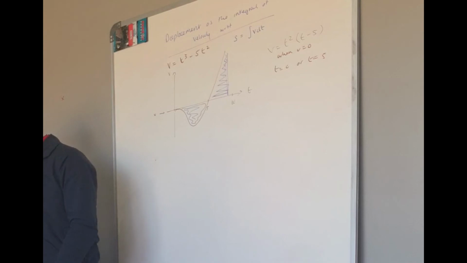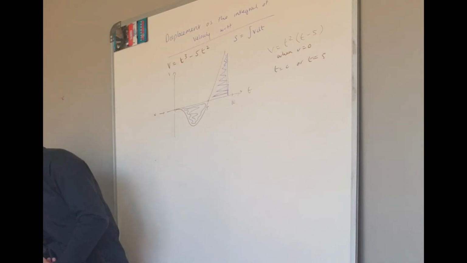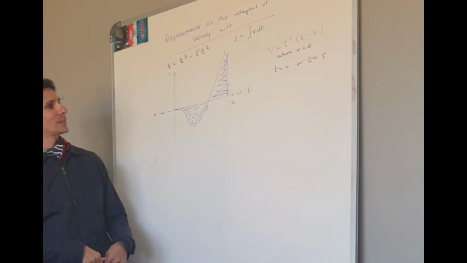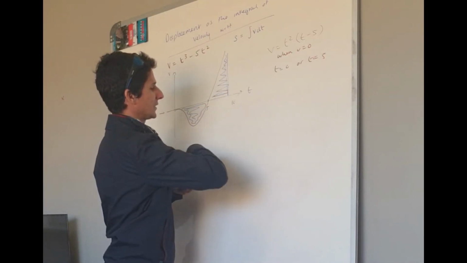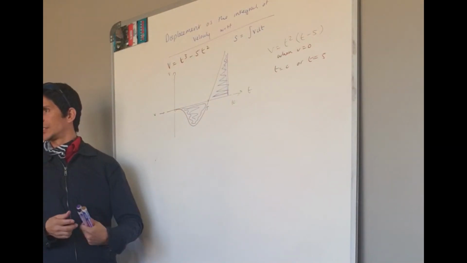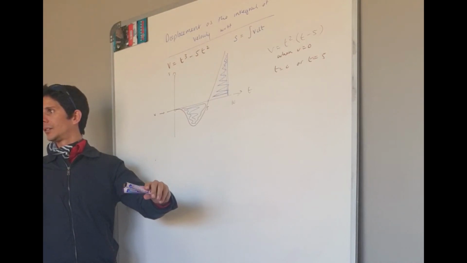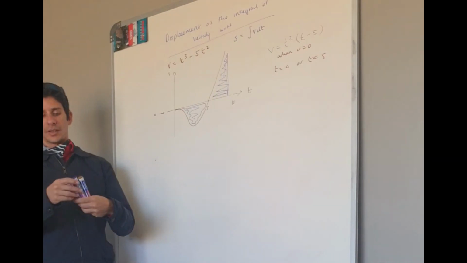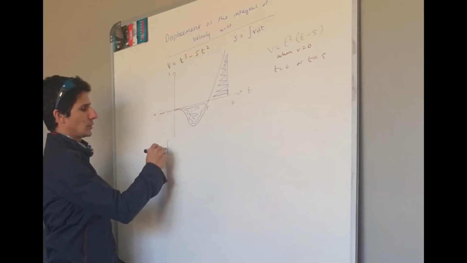Yeah? And I'm assuming the question is going to say, work out the distance the particle traveled in the first 10 seconds. Find the time when the particle passes through the start position. Well, we'll get to that one second. How am I going to work out the distance? I need to consider the area to be unsigned.